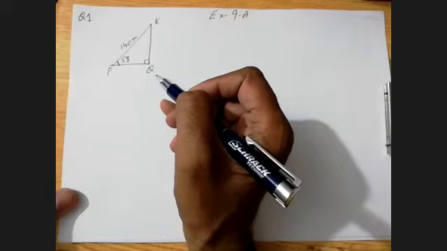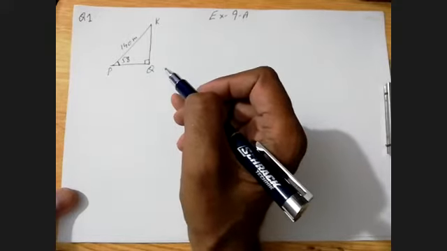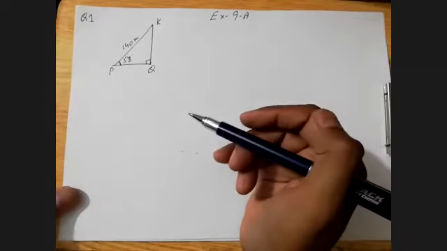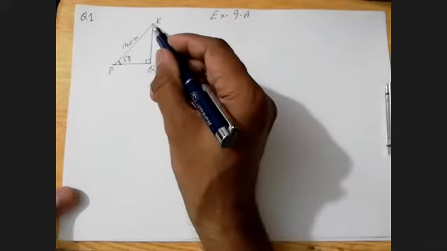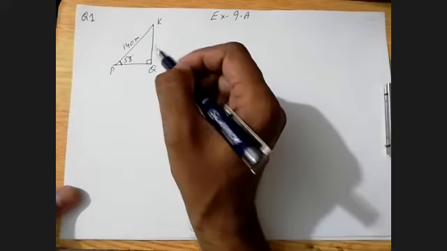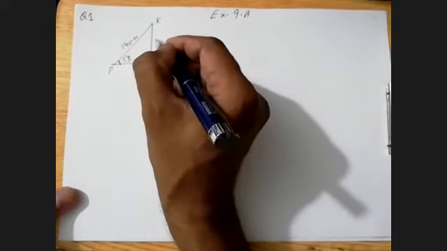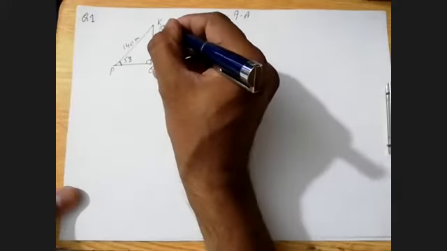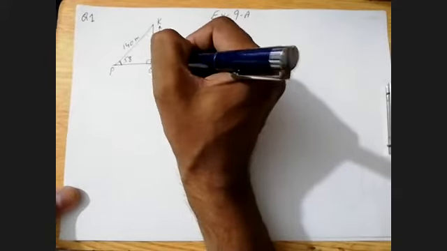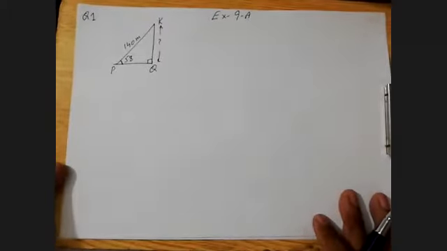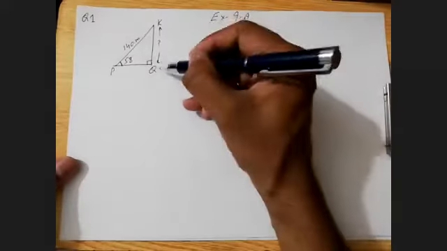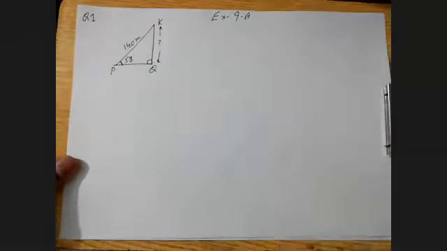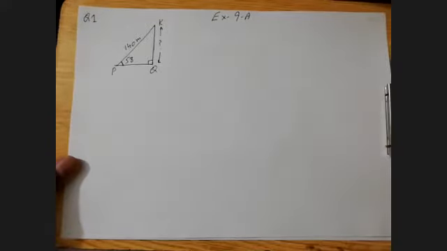Assuming that the string is taut. Taut means there is no sag in it. Find the height of the kite above her hand. We have to find out the height of the kite. So QK is required to be found. So which rule do you think I should apply to find out the height above her hand? This height is required. So what should I apply?